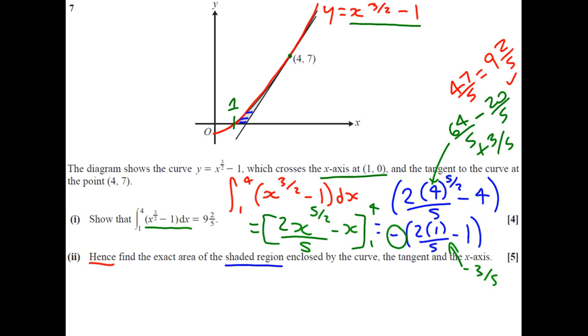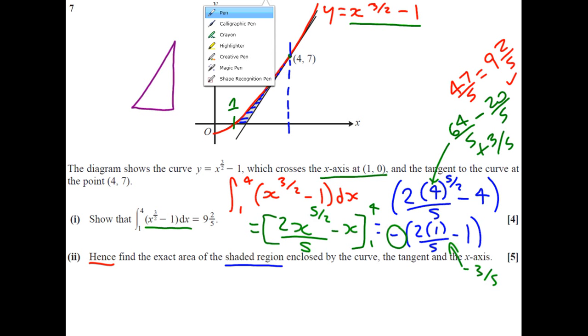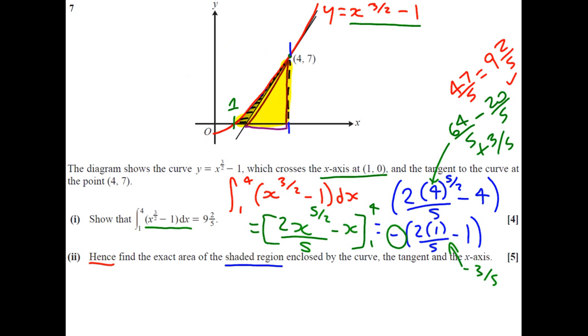You can see the very thin strip, that's the shaded region, enclosed by the curve, the tangent, and the x-axis. Now the important thing to notice is that there's a triangle below, and if we figure out this triangle, we can take it away from what we've just found, which is that complete area. So that's our plan of action. We've just found this highlighted region. We want to take away this triangle to be left with just a thin slice.